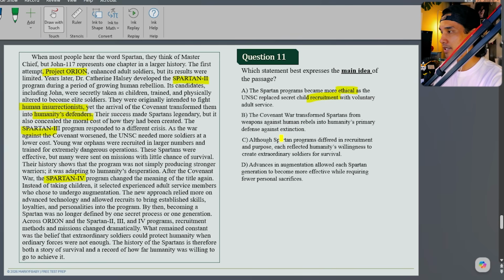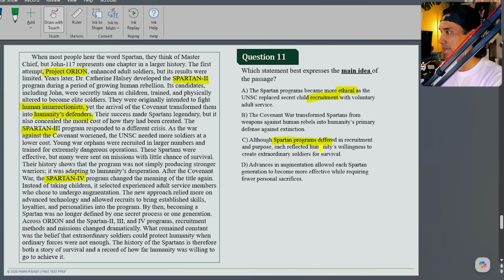Okay, let's go ahead with answer choice C. Although Spartan programs differed in recruitment and purpose, each reflected humanity's willingness to create extraordinary soldiers for survival. That covers the whole passage, right? Just like I said in the beginning, this whole passage talked about Spartan programs and the differences, or not the differences, but the purposes of each.